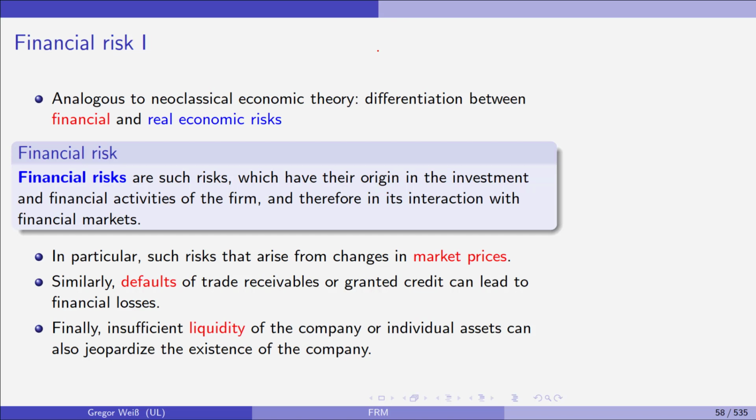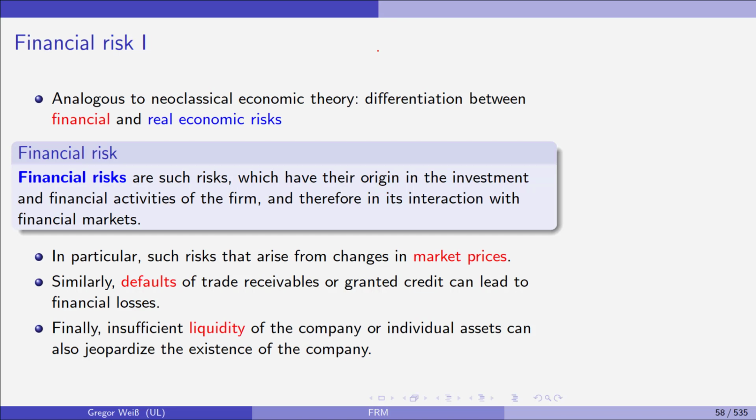So actually what we need to do first, just as in neoclassical theory, is differentiate financial from real economic risks. Financial risks are those risks that originate or at least are related to the financing activities of a company. Could be some cash flows, could be an investment, could also be the financing. So anything that is related to the financing part of a firm, to financial contracts, and which poses a risk to our cash flows, to our company, these are financial risks.